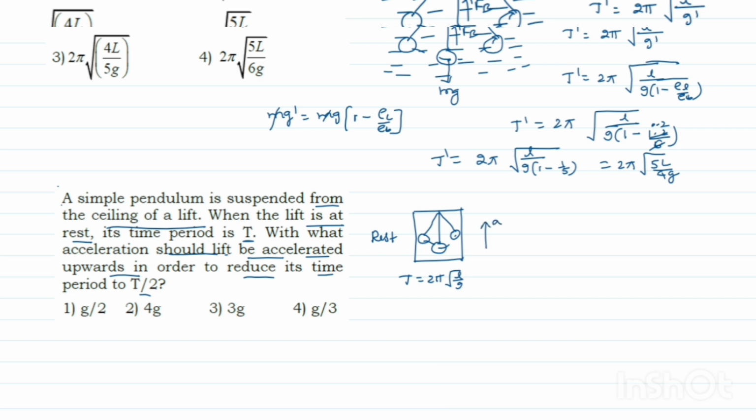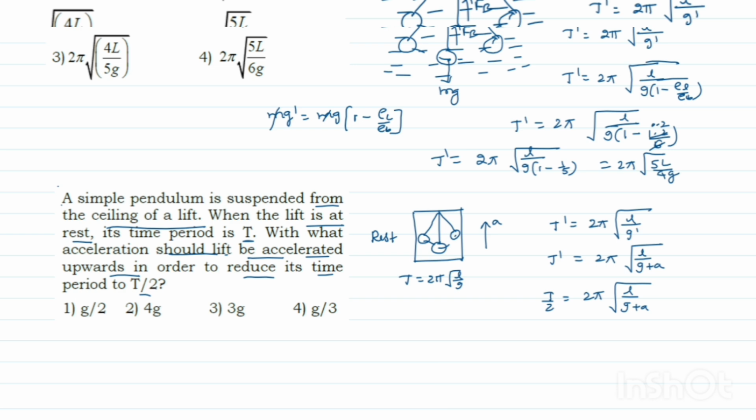When the lift is moving in the upward direction, the new time period formula will be T' = 2π√(L/g'). In lift cases, students, g effective when moving upward is g plus a. So this time period T' is given as T by 2, which equals 2π√(L/(g+a)). Now you just simplify this, as we need to calculate the acceleration value.